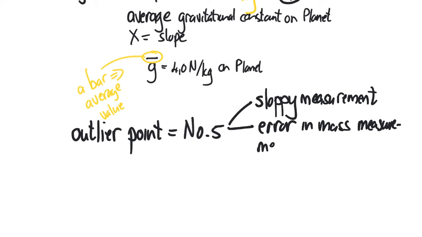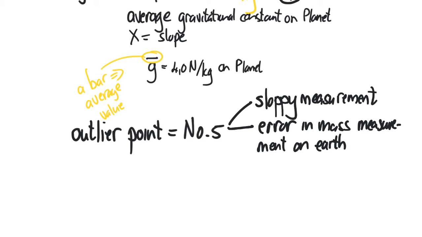Right, maybe the people that built the mass piece didn't measure it properly. They built it for, let's say, this one was 5 kilograms. In actual fact, it was 4.5 kilograms.